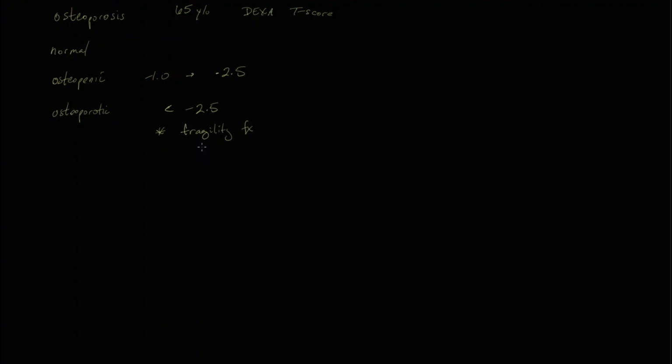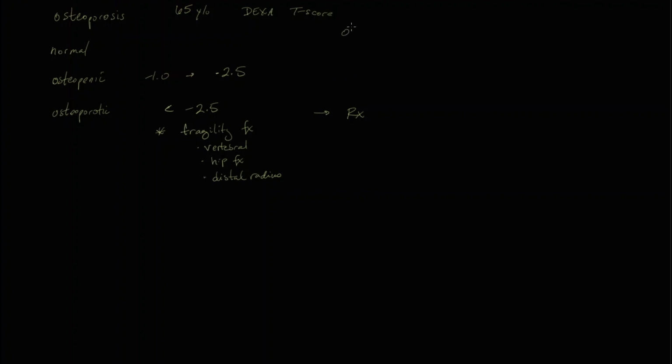The 3 fragility fractures you need to know are the most common ones. First is a vertebral compression fracture. 2 is any hip fracture. And 3 is a distal radius fracture. So if you have a patient that has any of these fractures, they by definition have osteoporosis. All osteoporotics should start pharmacologic treatment.